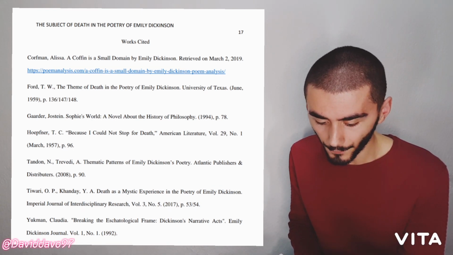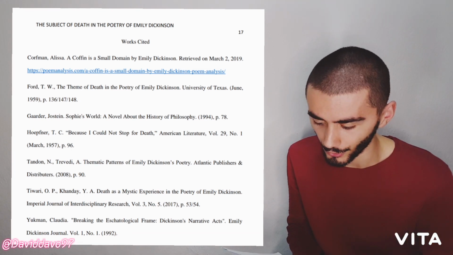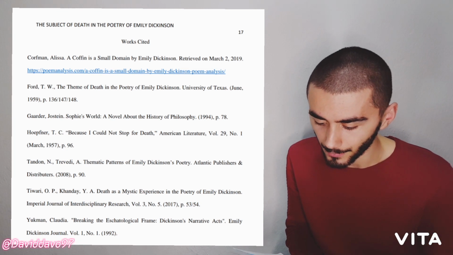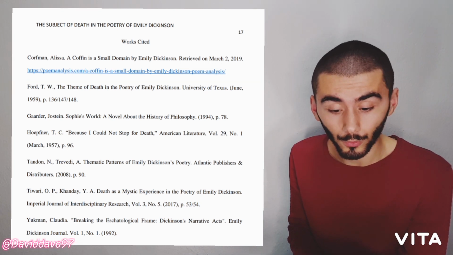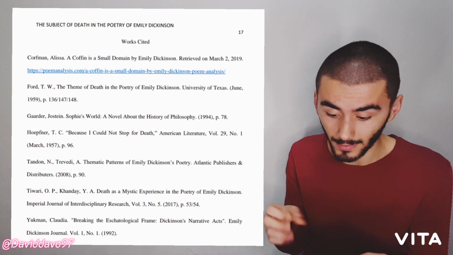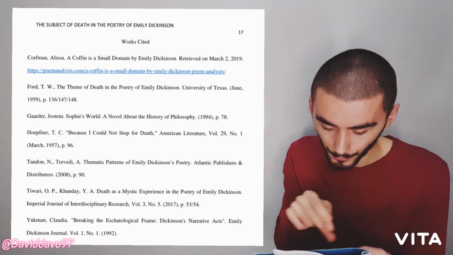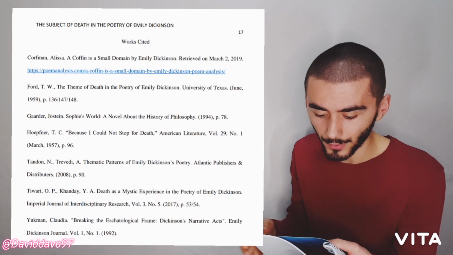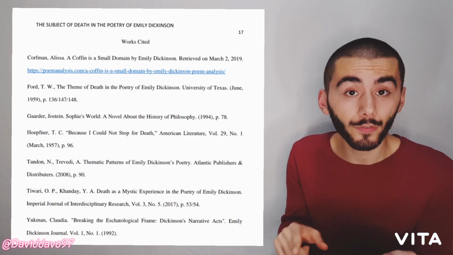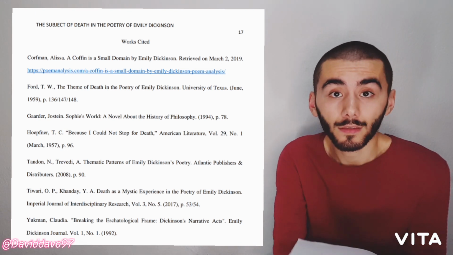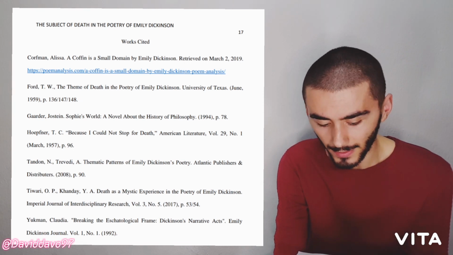You can see Hofner TC, I Could Not Stop for Death. American Literature is also a journal, volume 29, number 1. I think the second example is actually books, because this is where I got the poems from. Ford TW, comma, this is the last name and the first name. The Theme of Death in the Poetry of Emily Dickinson, this is the name of the book. University of Texas, as you can see. This is the place of publication. Obviously the place would be Texas, USA.